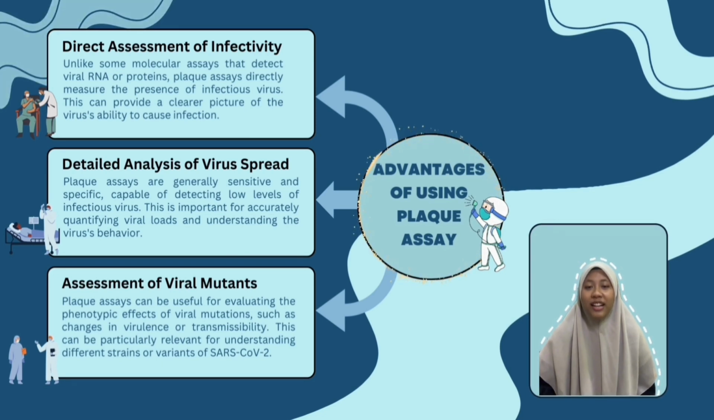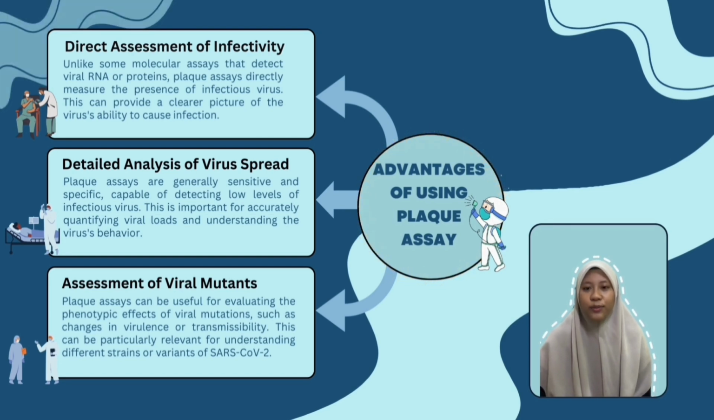Next, plaque assay also provides a detailed analysis of virus spread, and plaque assays are generally sensitive and specific. It is capable of detecting low levels of infectious virus, which is important for accurately quantifying viral load. The last point, plaque assay gives an assessment of viral mutants, which means plaque assay can be useful for evaluating the phenotypic effect of viral mutation, such as change in virulence or transmissibility. It is particularly relevant for understanding different strains or variants of SARS-CoV-2.